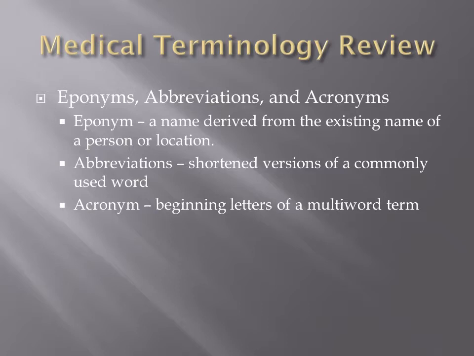Eponyms, abbreviations, and acronyms. Eponyms. This is a name derived from the existing name of a person or location. It may be associated with a disease, an anatomical structure, or a surgical procedure. Abbreviations are shortened versions of commonly used words, and an acronym is the beginning letters of a multi-word term.